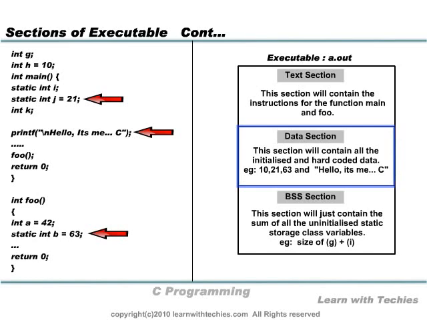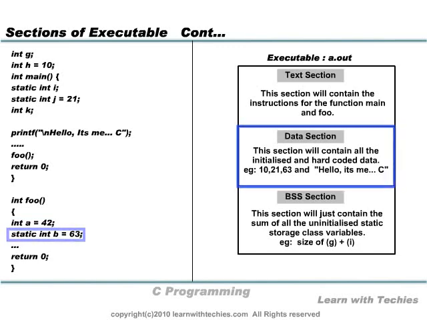Like, value of variable j which is 21, variable b which is 63, and the string used in the printf function. But please note that the value of variable a, which is 42, will not be saved in the data section since a doesn't have static storage. Instead, the value of 42 is hard-coded in the instruction of foo function, which initializes the variable a. This instruction will initialize the memory allocated to variable a whenever the foo function is entered. That's the reason why variable a will always have the value 42 when we enter the foo function.